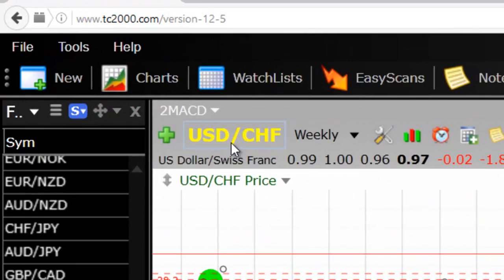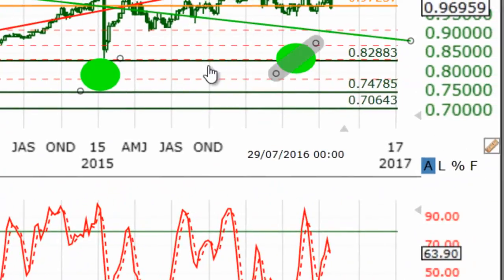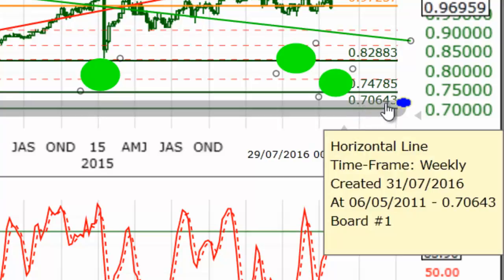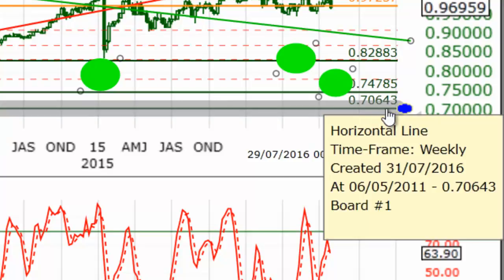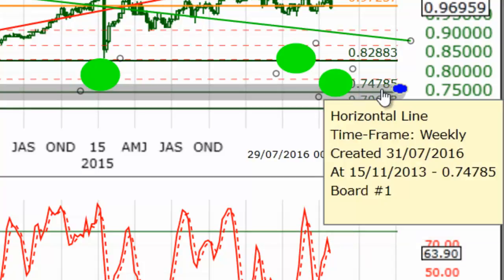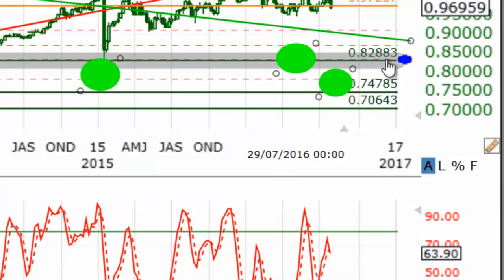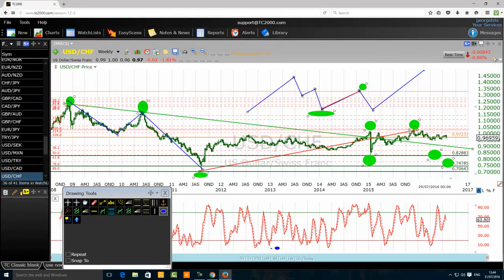So in my view, for the US dollar Swiss franc currency pair, in normal condition, the price may try again to retest either the 61.8% Fibonacci retracement level or the 88% Fibonacci retracement level, or will come back down to retest the 100% Fibonacci retracement level. The 100% is at this point here at 70.64. So 100% retracement, 70.64, note it down. The 88% Fibonacci retracement is at 74.78 price level. And the 61.8% Fibonacci retracement level is at 82.88. All right. So if you are day trading or swing trading the US dollar Swiss franc currency pair, those are the key levels that you must pay attention to.